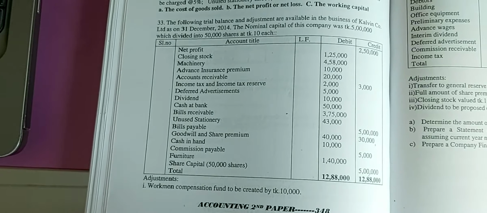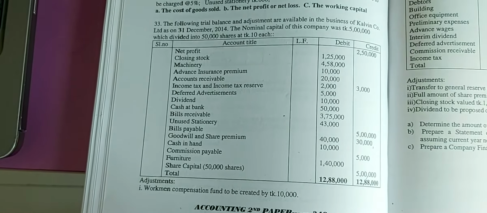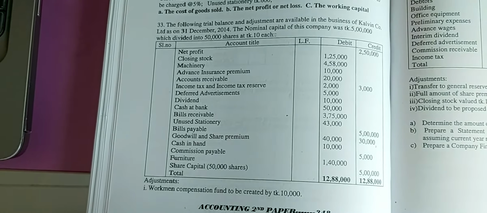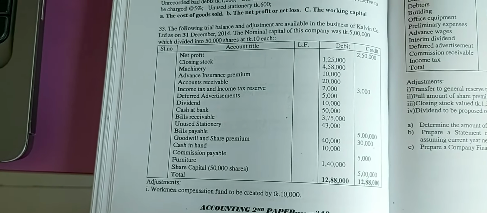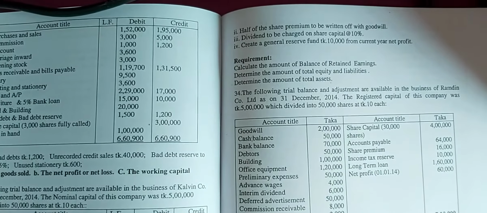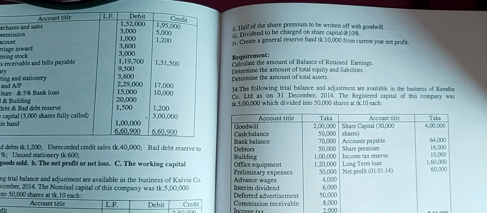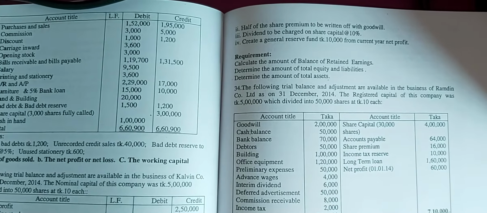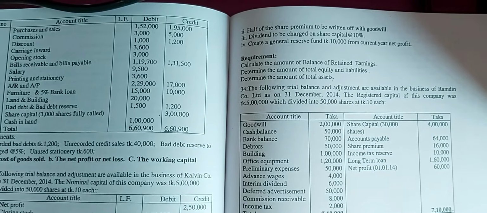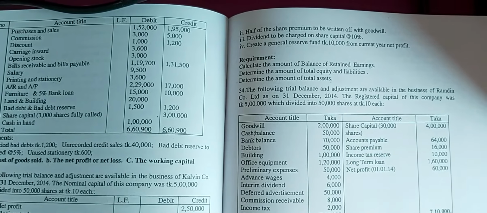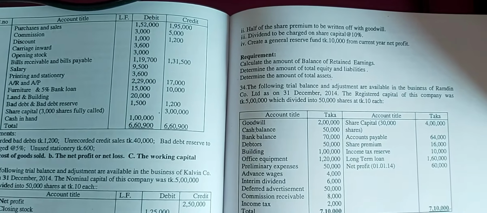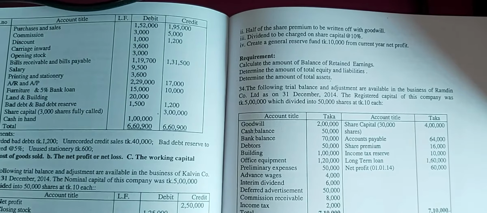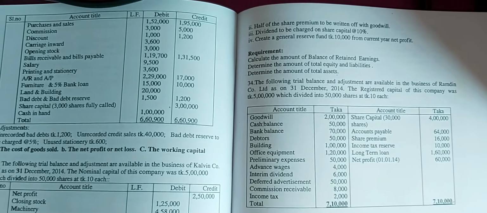Adjustment number 1, workman compensation fund to be created by Taka 10,000. Another one, half of the share premium to be written off with goodwill. Number 3, dividend to be charged on share capital at the rate of 10%. Number 4, create a general reserve fund Taka 10,000 from current year net profit.